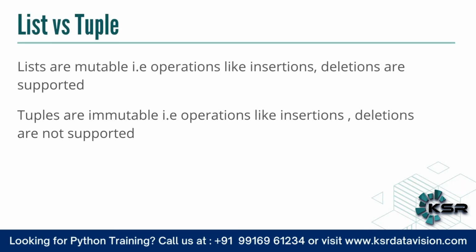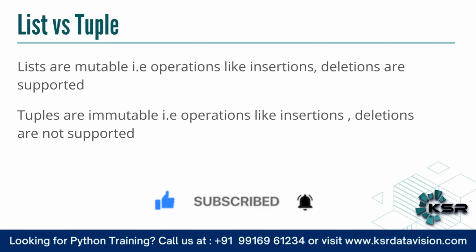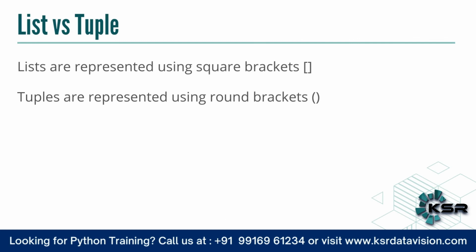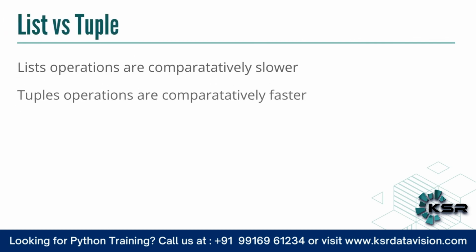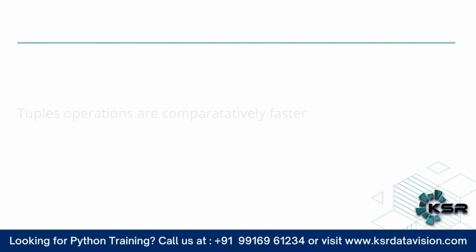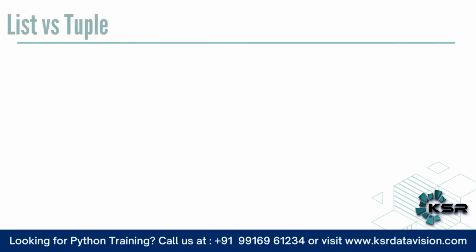Okay, guys. Now let us look at differences. All these things were similarities. The first and important difference is lists are mutable, which means operations like insertions and deletions are supported. Tuples are immutable, so operations like insertions and deletions are not possible. Lists use square brackets, tuples use round brackets or parentheses. List operations are comparatively slower. Tuple operations are faster because tuples don't support any other operations. Lists consume more memory, tuples consume less memory.